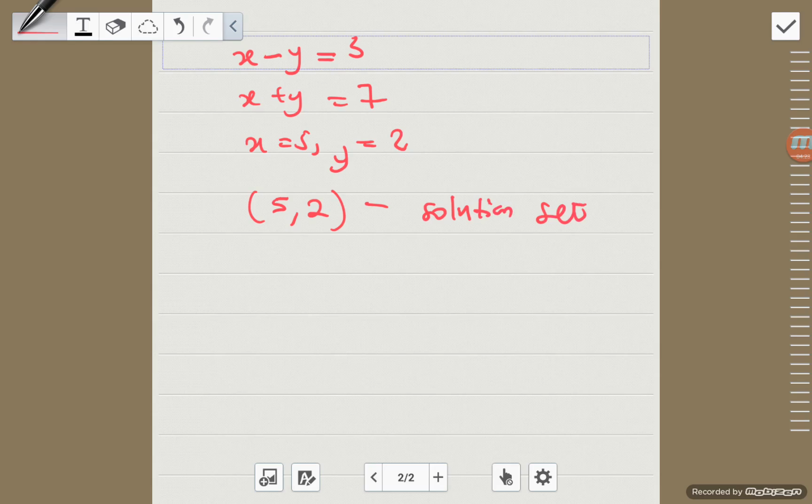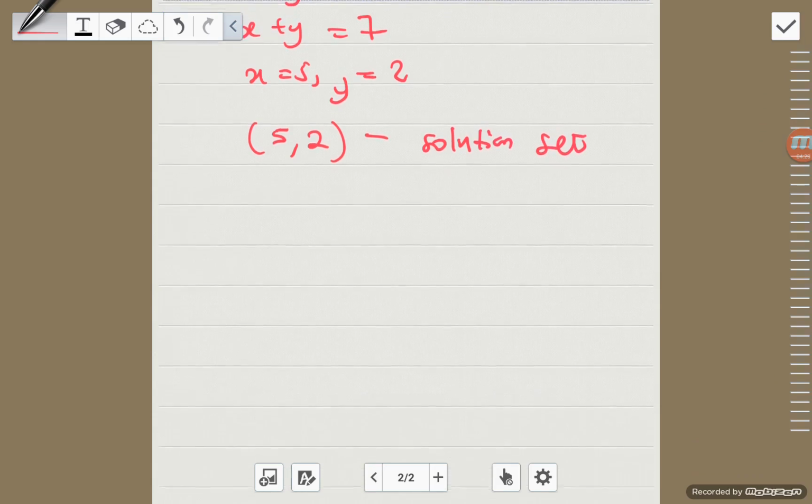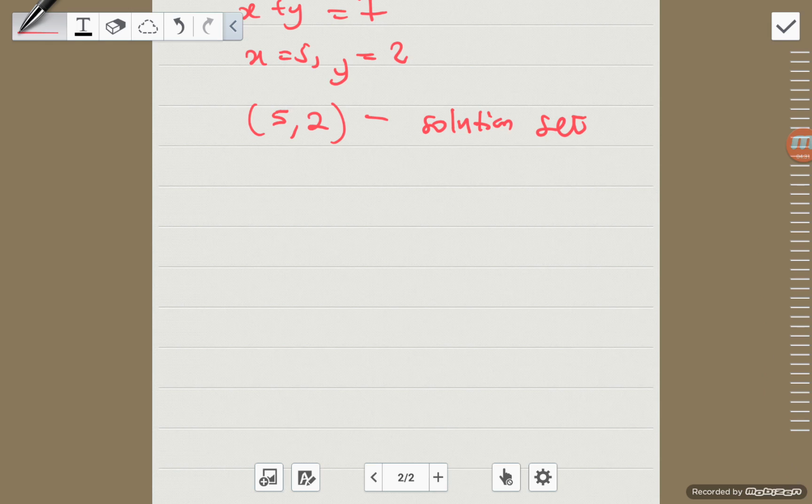There are several ways, or several algorithms, for solving a system of linear equations. The ones that we'll be looking at in this lecture are the substitution method, we'll also be looking at graphing, and then we'll also be performing some row reduction to find the solution to our system.